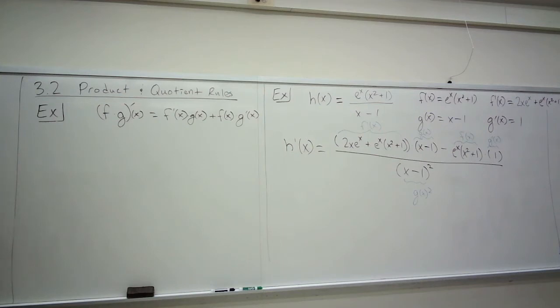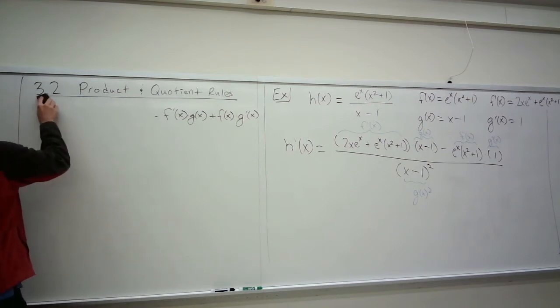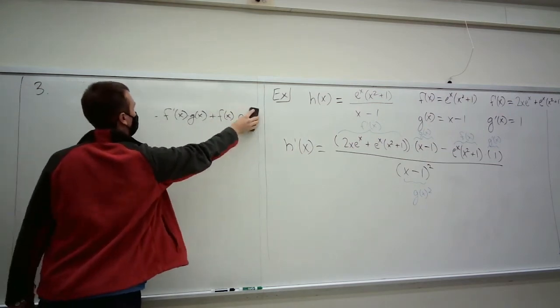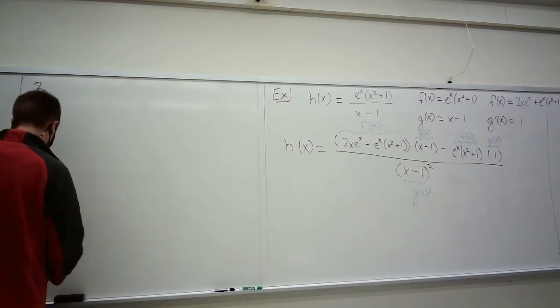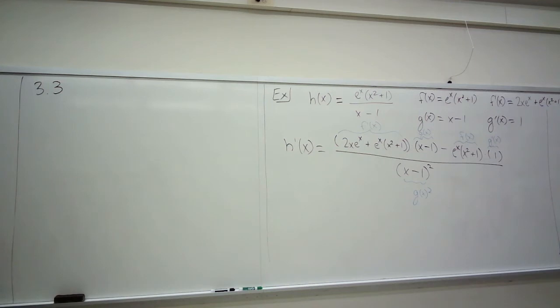Right? Okay, here we go. I think you got it. That's it for 3.2, product and quotient rules. It can't get any harder than this. Right? Right.